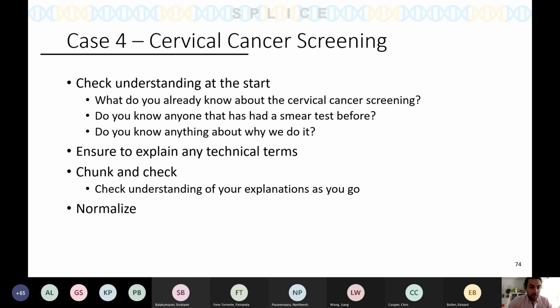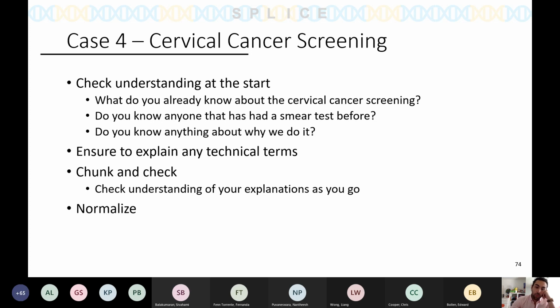And then chunk and check as you go. So explain something and ask, do you understand this? Is it okay if we move on? Get patients involved as much as possible. You don't want it to be like what I'm doing now and just continuously talking, verbal diarrhea almost, can't get a word in edgeways. You want to get them involved and make sure that they're understanding as you go.